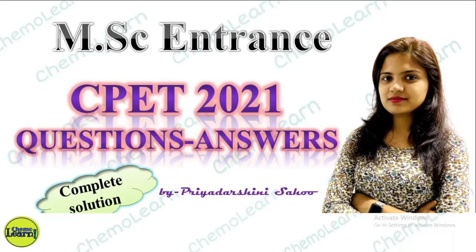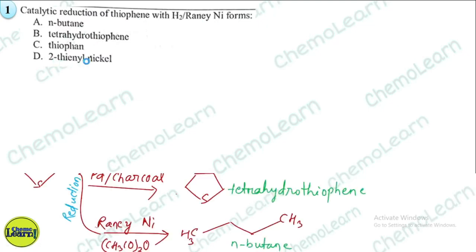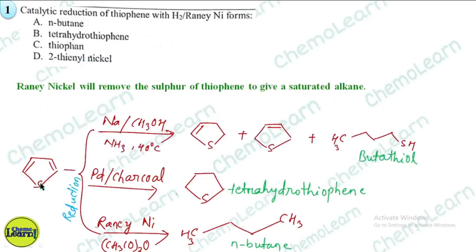So let's get started. First question: catalytic reduction of thiophene with H2 and Raney nickel forms what? N-butane, tetrahydrothiophene, thiophene or 2-thionyl nickel. See, this is our thiophene. It has one sulfur atom. Upon treatment with Raney nickel, this is the reduction reaction and all the double bonds will be removed here. So here we have 2 double bonds and 4 carbon atoms. So the product will be N-butane. We'll get one saturated alkane. So option A will be the right one.